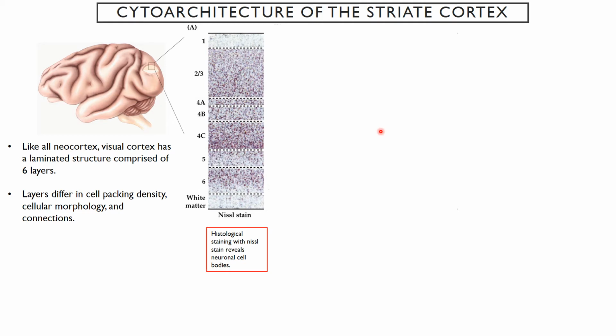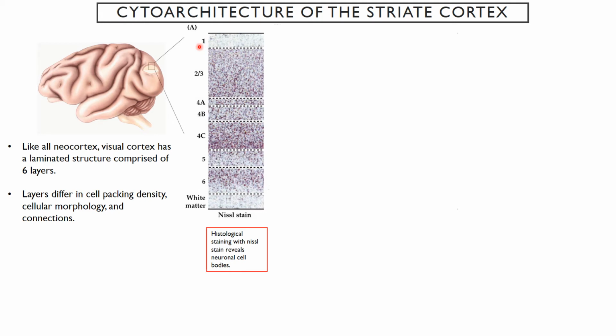So layer 1 is largely cell-free. Then we have layers 2 and 3, which in some parts of the cortex you can't really tell the difference, but in other parts you can. Then you have layer 4, which is broken down into 3 subsections, A, B, and C. Then we have layer 5 and layer 6. Now that is the cellular portion. Layers 2 through 6 is where almost all the neurons are located within cortex.